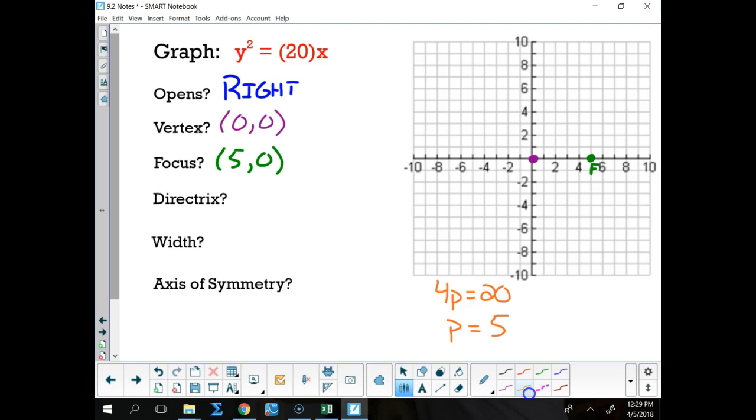Lexus went on to say before that P is also the distance from the vertex to the directrix. Which way is the directrix? Left. It's opposite that. So my directrix then would be 1, 2, 3, 4, 5, right there. And what's the equation of that line? X equals -5.